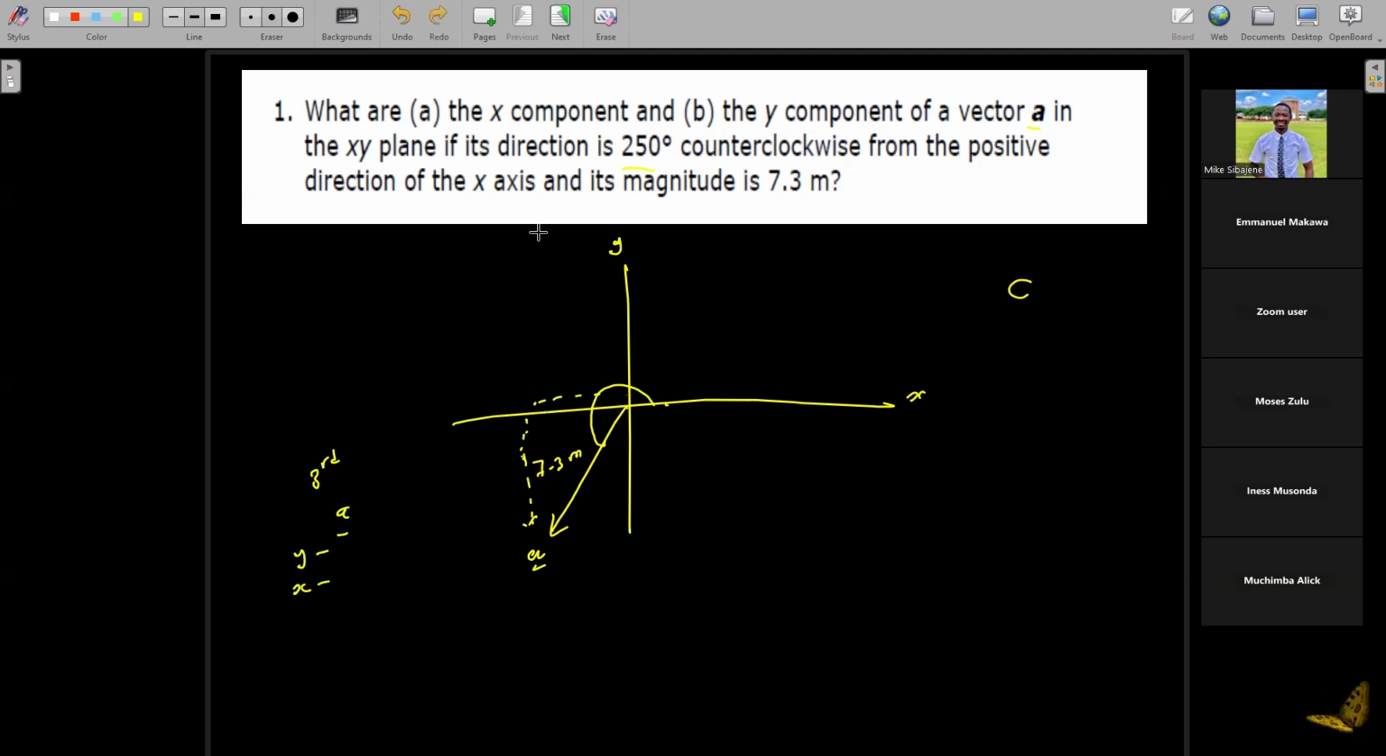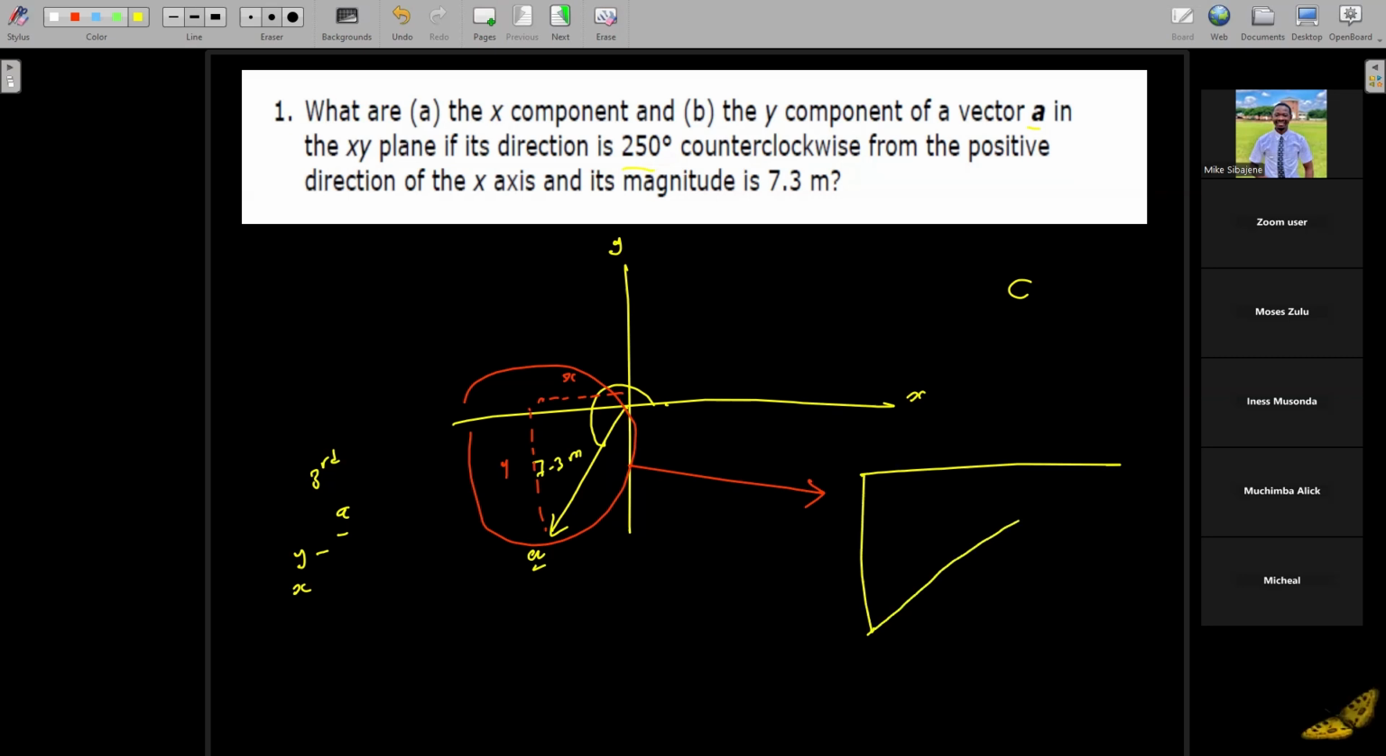Let me use a different ink. Let me use red to draw my components. So let's say this is my y component, and that is my x component, and that is my y component. So x and y. That is what the question is telling me. For a, find the x component. For b, find the y component. Same principle that we used earlier. So let's get this portion. Let's zoom that point a bit there. It's looking like a triangle that looks like that, isn't it?